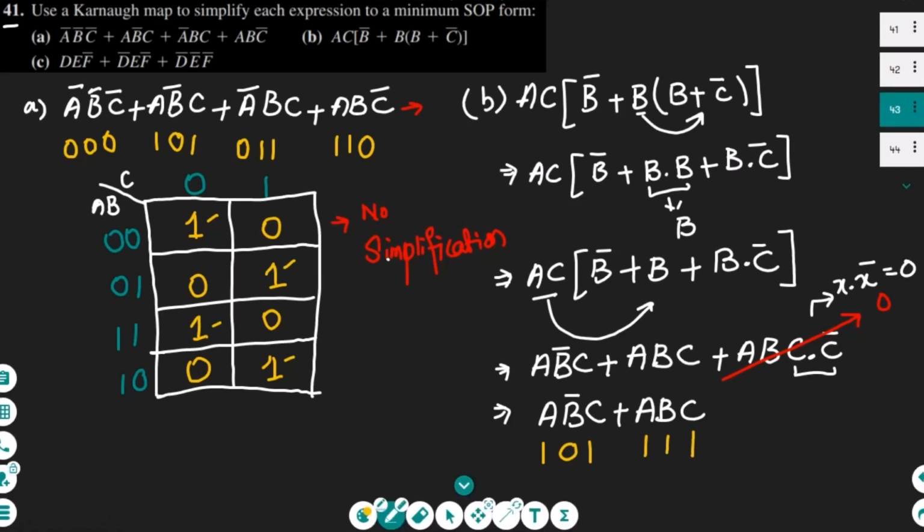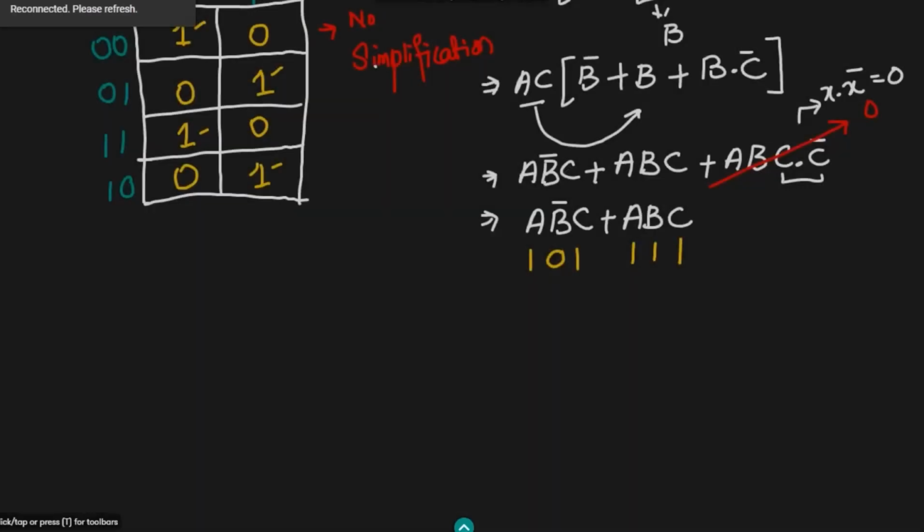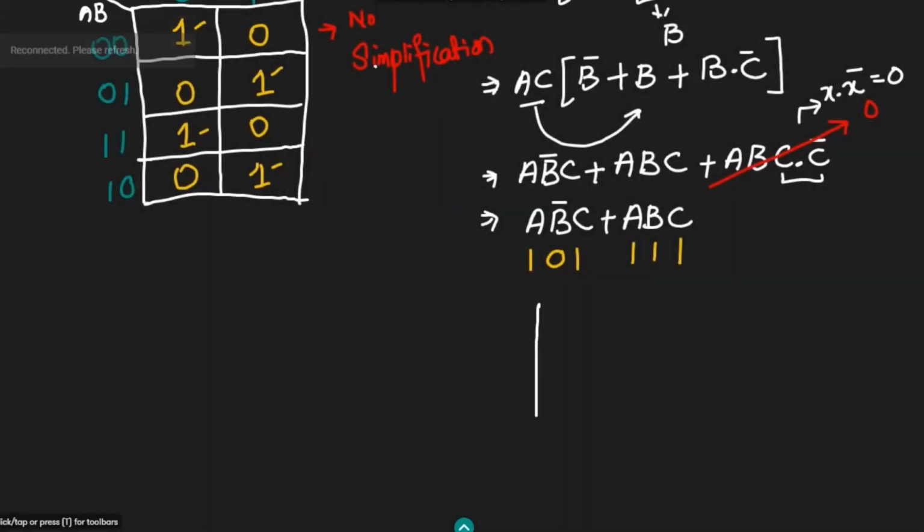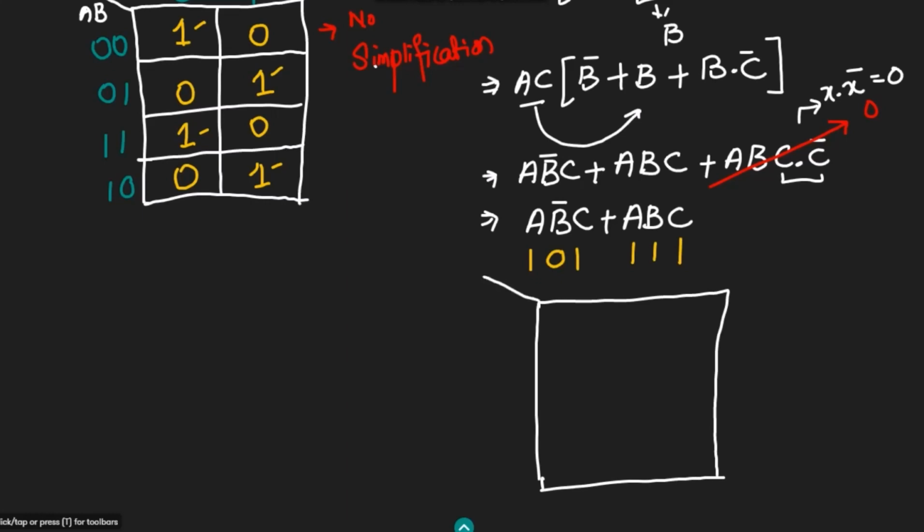Now let me move down somehow. So now drawing the Karnaugh map for it, this will be the Karnaugh map here. Here we will have A B and here C. Now writing the combinations of the bits, I will have 0 0, 0 1, 1 1 and 1 0, and here 0 and 1. Similarly, now drawing all the cells here. These are the cells.